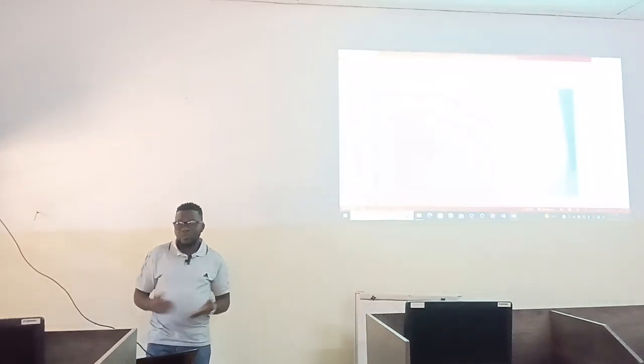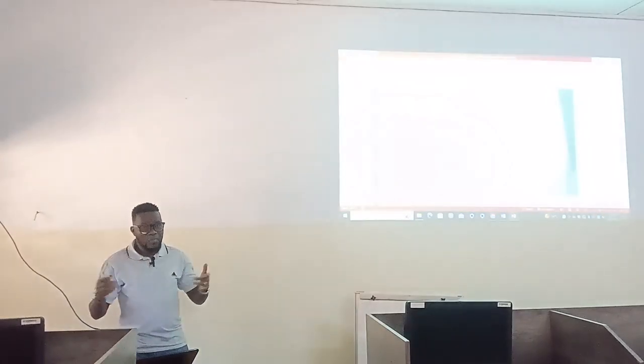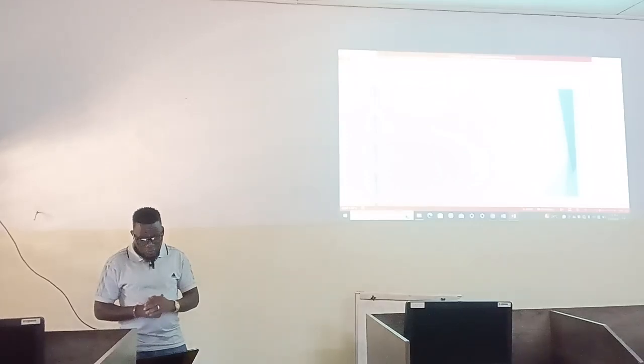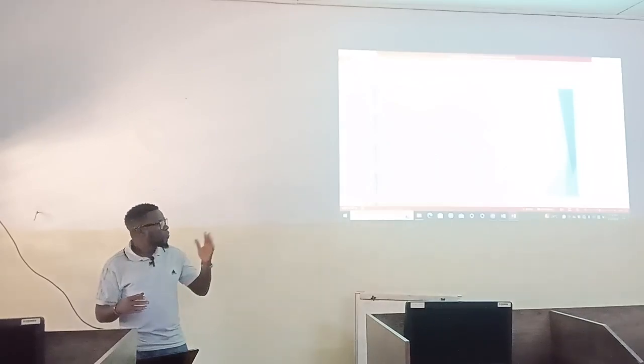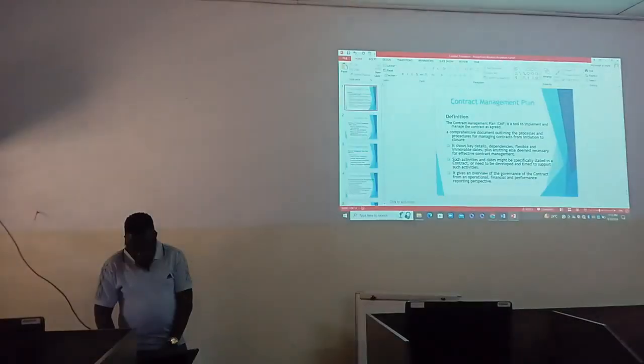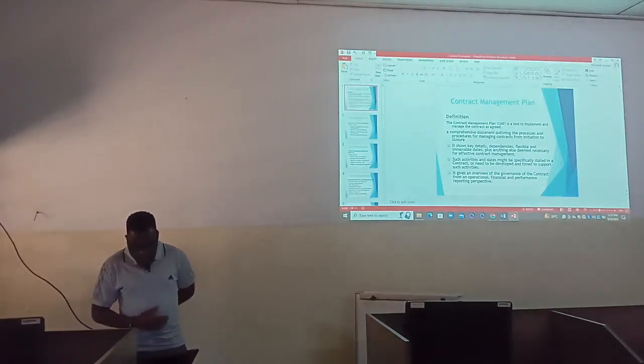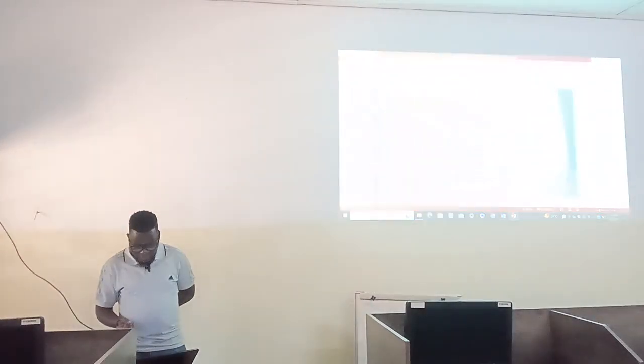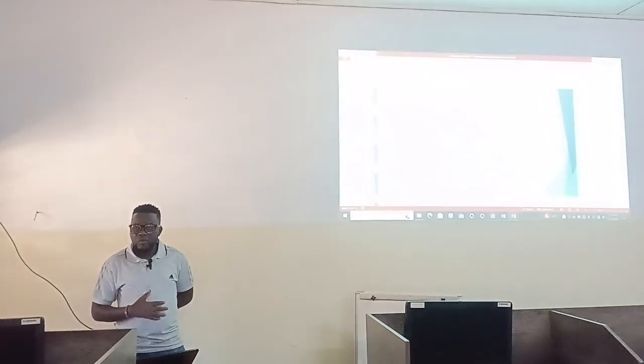So then I say this is a comprehensive document. Now this document, what does it contain? It contains a lot of things. Of course, there are some components that we are also going to see. But one thing we should take note of is that this document shows key details, either being dependencies, flexible and immovable dates, plus anything else that is seen to be necessary for effective contract management. All those are detailed in that document.